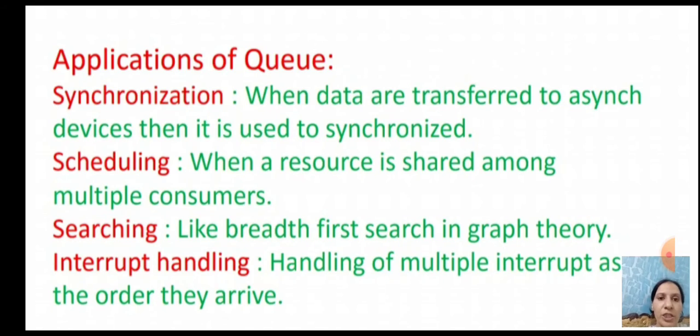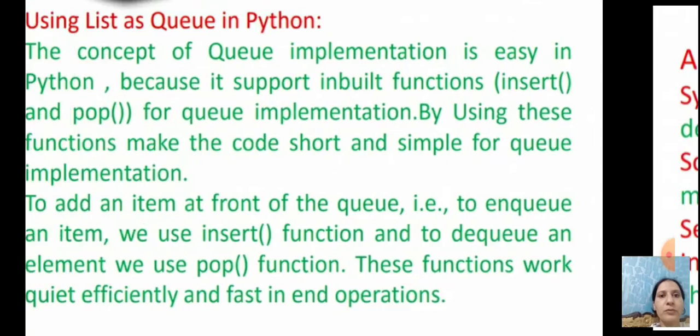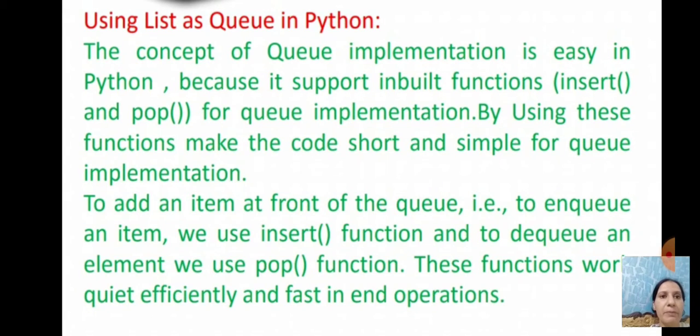Then in searching, we can use queue in searching also, like breadth first search in graph theory. Then in interrupt handling, for handling multiple interrupts in the order they arrive, we use queue. Means the interrupt that comes first will be served first, because queue works on the concept of FIFO, first in first out.